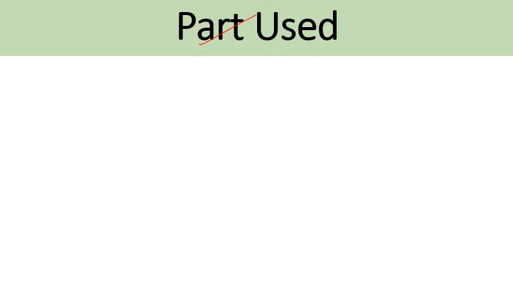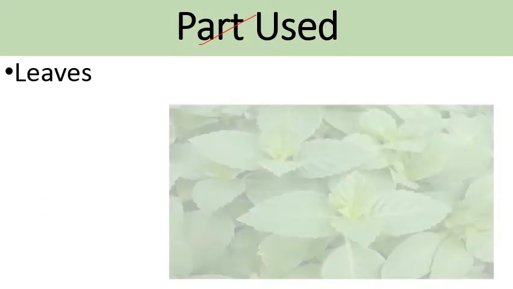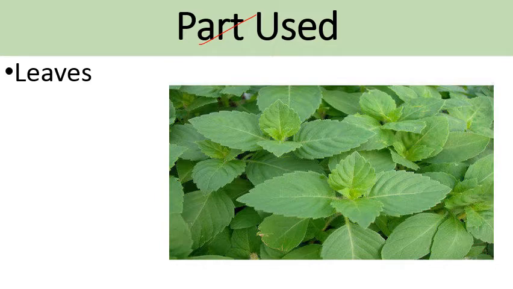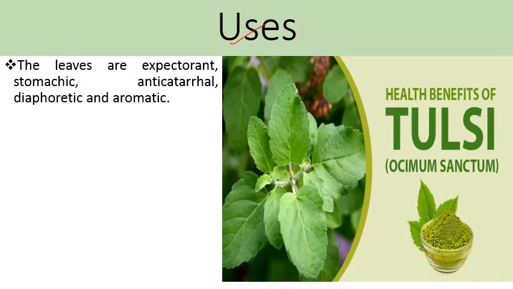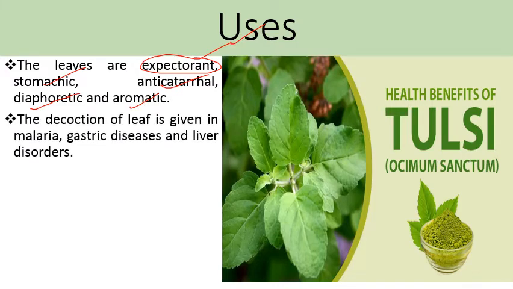Next, part used. As we know, the part used of tulsi is the leaves. So leaves को हम use करते हैं. So leaves are used for the preparation of medicines. Next comes uses. What are the various uses of tulsi? So these leaves are expectorant, means they help in removing cough. Then they are stomachic. Then anti-cataractal, means वो eyes को ठीक करने के लिए यूज़ करते हैं. Then we have diaphoretic and aromatic. So इन चीज़ों में इसको यूज़ किया जाता है. और जो decoction प्रिपेयर किया जाता है leaf से, it is given in the condition of malaria, gastric disease and liver disorders.